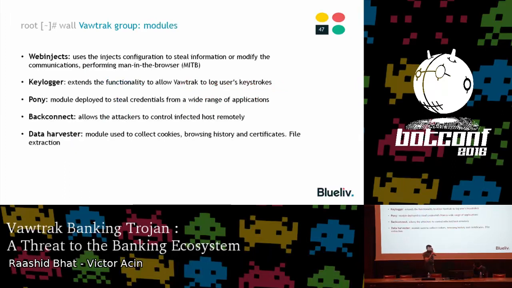The modules, as Raashid told you already, are basically the web inject modules, a keylogger, a back connect module, and a data harvester module that's used to collect cookies, browsing history, certificates, and so on. Now, the interesting part is the Pony module. We have an infected machine with 2 Ponies inside. One that was used and later deployed by Moscow's Depot, and another Pony that was dropped by Vawtrak. So the credentials from the machine are stolen twice and sent to 2 different endpoints.